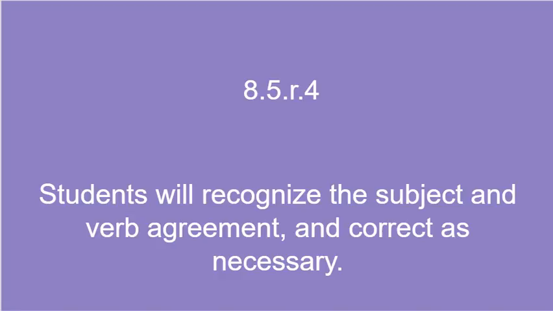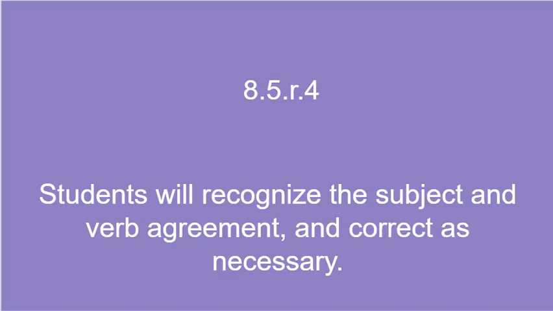Today we're discussing Oklahoma Academic Standard 8.5.R.4. That's for 8th grade, Standard 5, Reading Point 4. This standard reads, students will recognize the subject and verb agreement and correct as necessary. Please pause the video and write down what this standard is about.